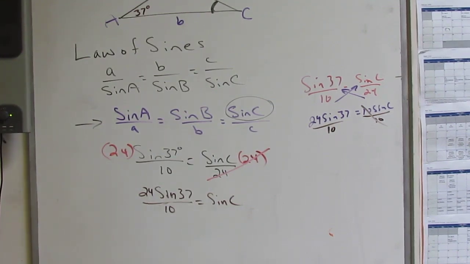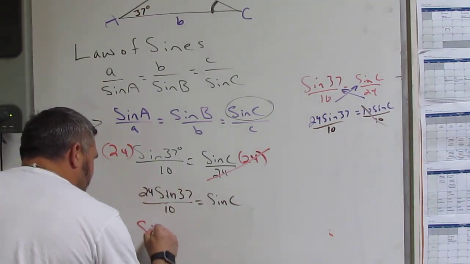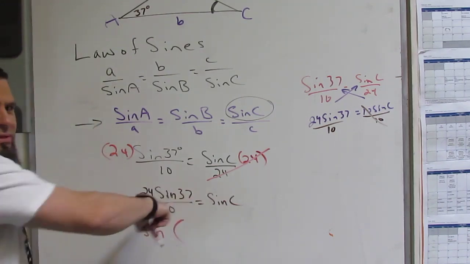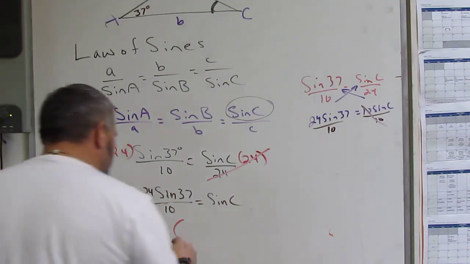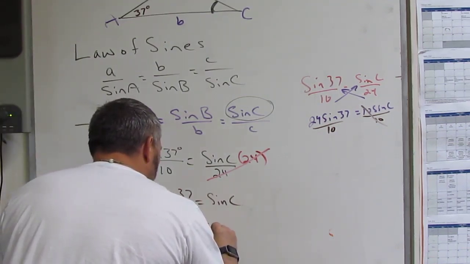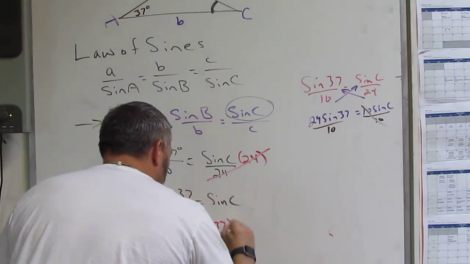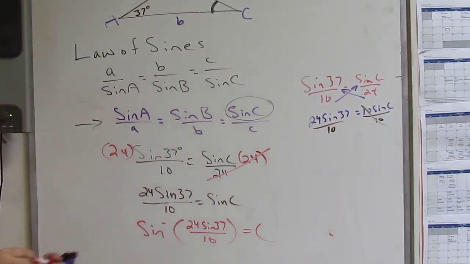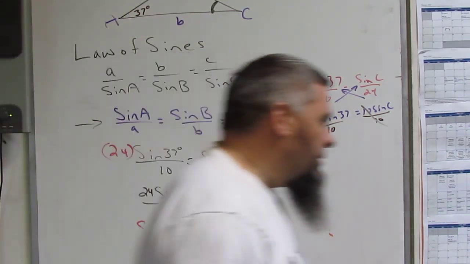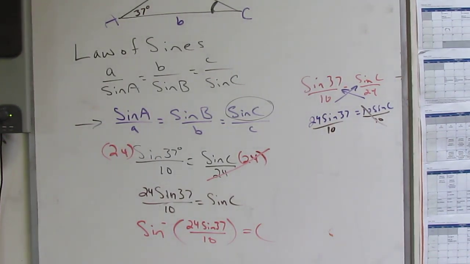Now how do we get C by itself? If we're looking for an angle, inverse, right? Good. Simple. So we get sine inverse of all of this stuff. Of all that stuff. Okay? That's what this is, 24 sine 37 all over 10. That equals C. And it can't get harder than that. That's as hard as it gets. Then you plug it in your calculator. I have one.